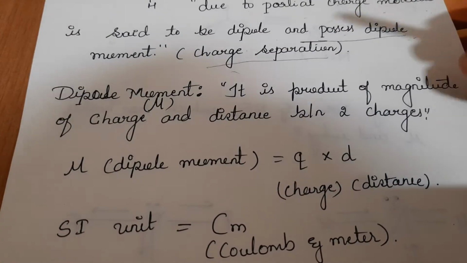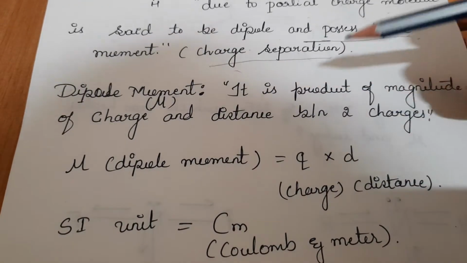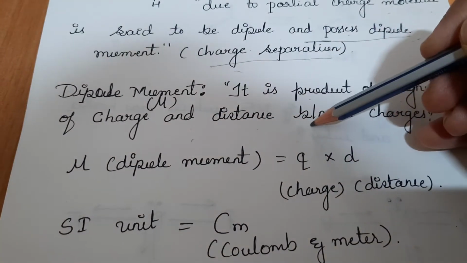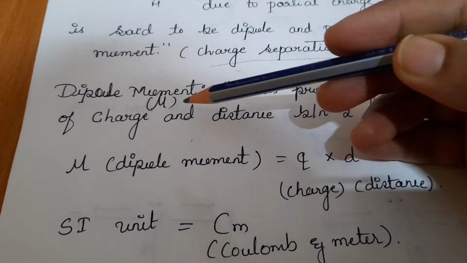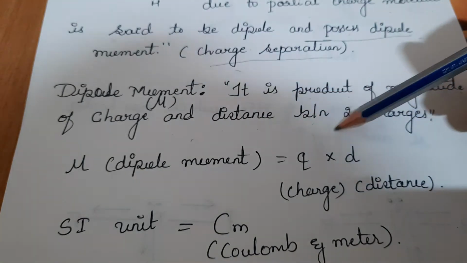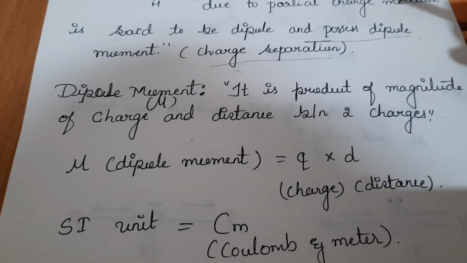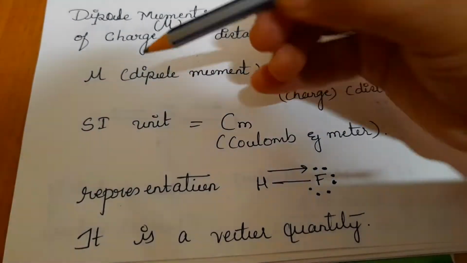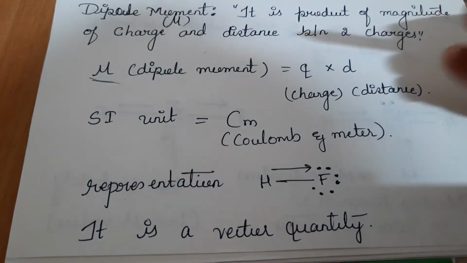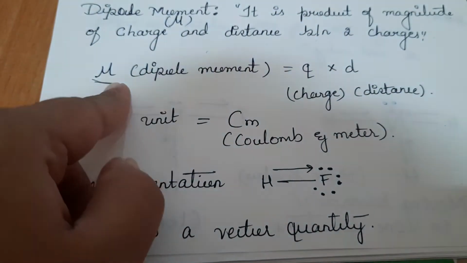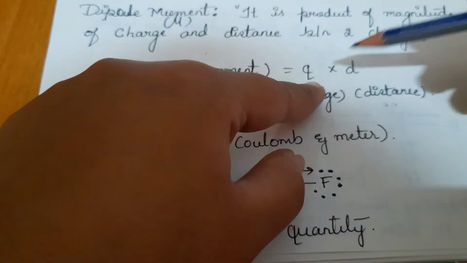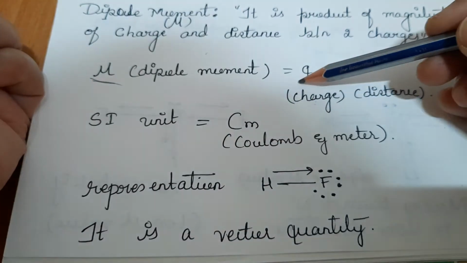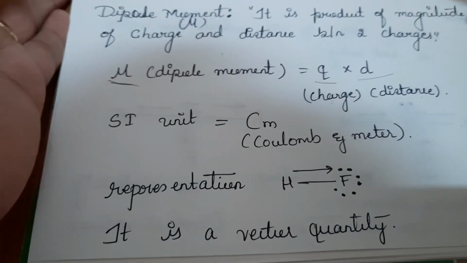If you consider the exact definition of the dipole moment, it is the product of the magnitude of charge and the distance between the two charges, that is, the positive charge and the negative charge. This dipole moment is generally represented as mu, where it is charge into distance. Charge is represented as q. Distance is represented as d.